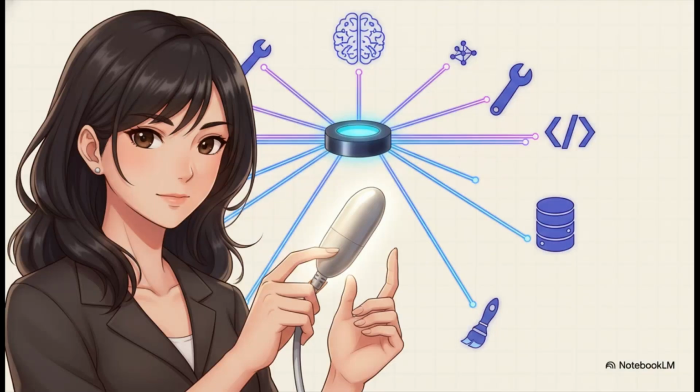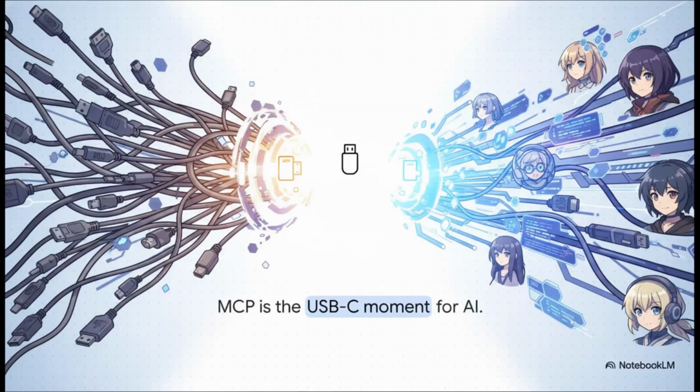Well, that's exactly why Anthropic created the Model Context Protocol, or MCP for short. It's one universal standard. Any tool, any AI, you just plug and play. Think about what it was like before USB-C. Every device you owned needed a totally different cable, right? Well, MCP is that exact same USB-C standardization moment, but for AI software.